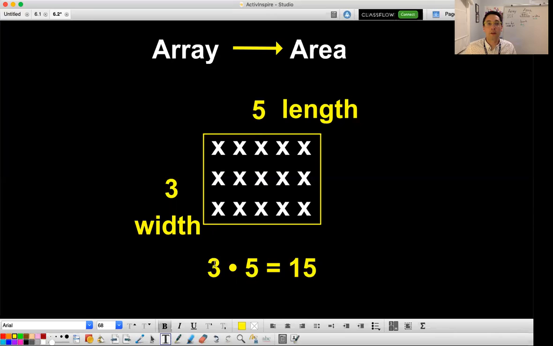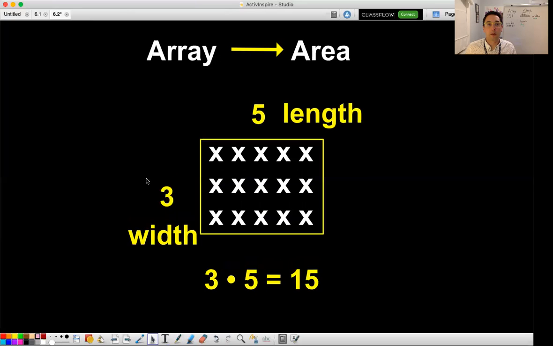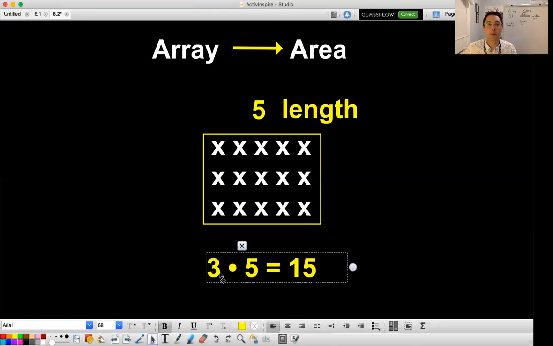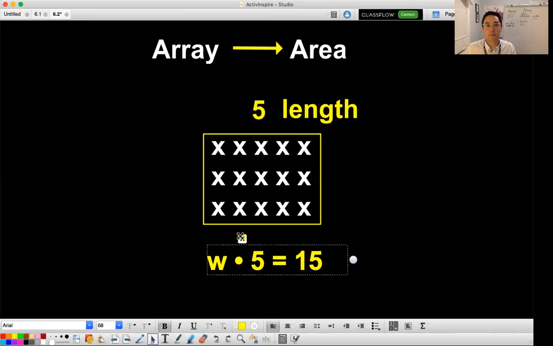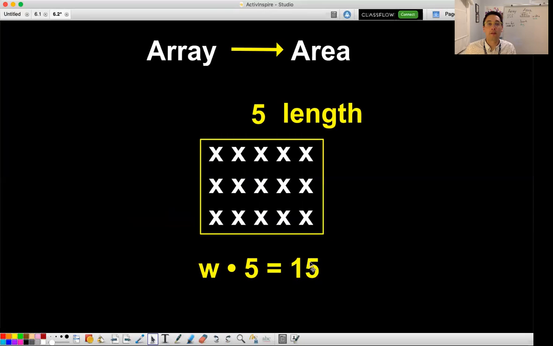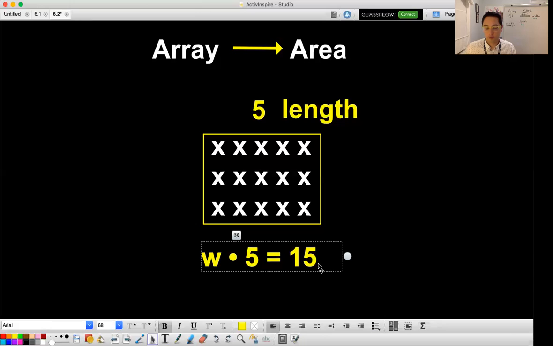So we're going to use this idea to now talk about division. For example, if we did not know what this was, so we don't know the 3, we'll call that W for width. How could we write that as a division problem? We know this is 5 long, and we know there are 15 units in there total. So to write it as a division problem, we would say 15 divided by 5 equals.